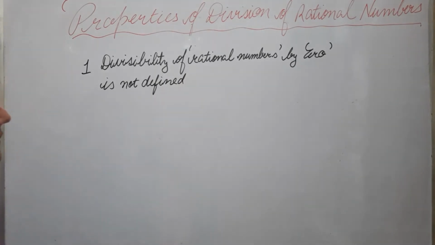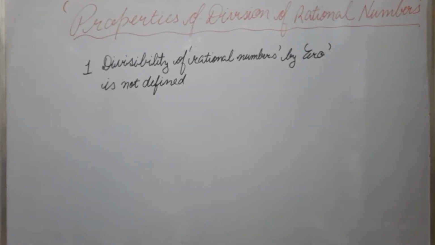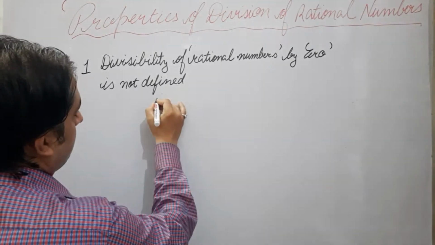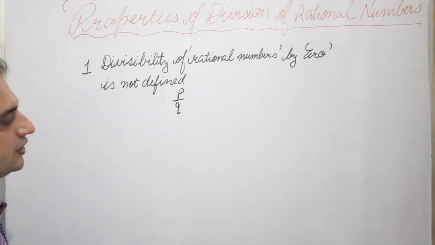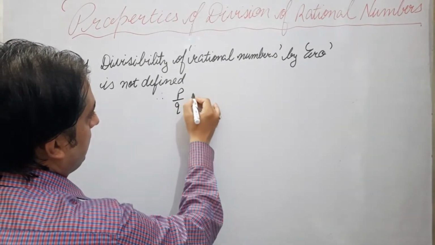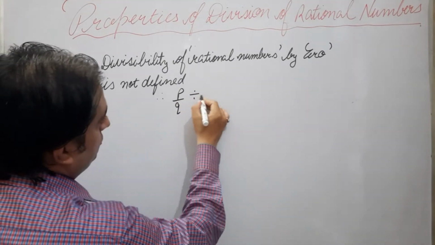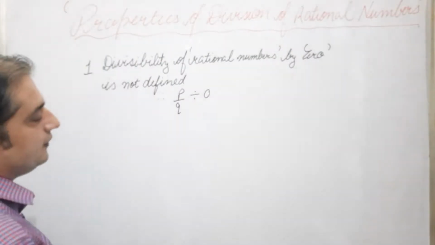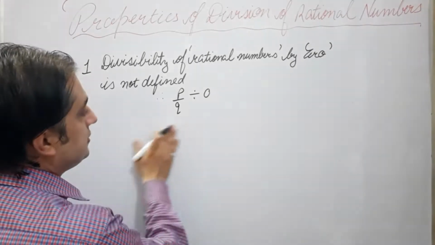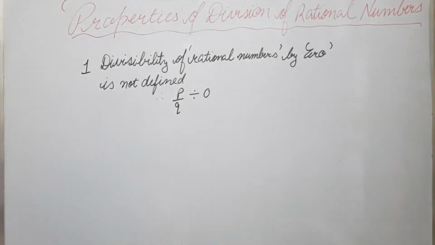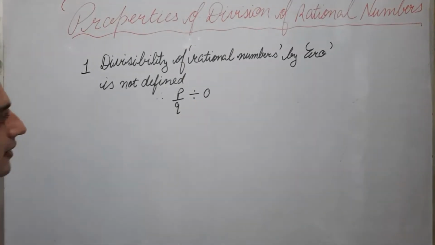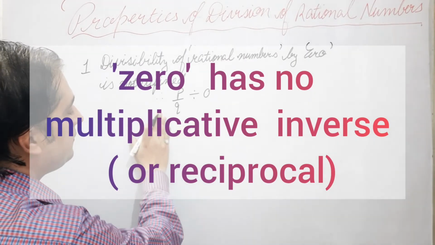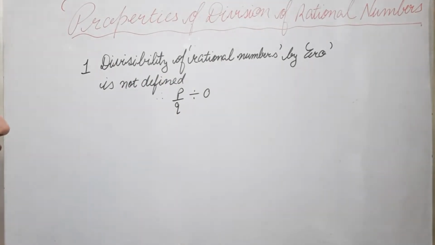You can't divide any number with 0. Means if I have a rational number P by Q, representation of the rational number, if I divide this rational number with 0, right? So what will I get? This division does not exist because 0 has no reciprocal and 0 has no multiplicative inverse. You can't divide any number with 0.